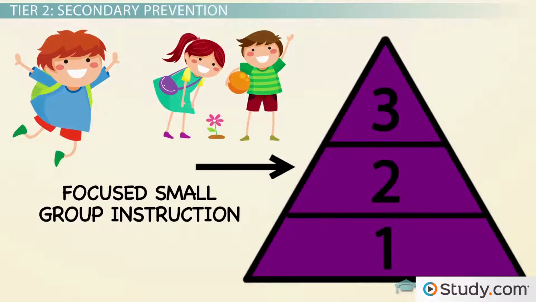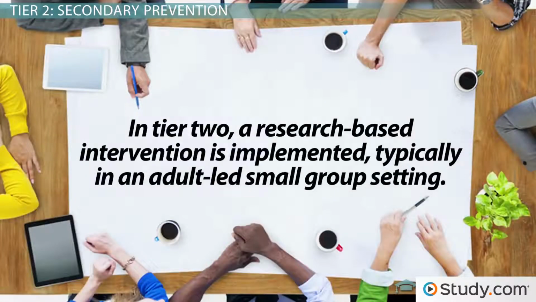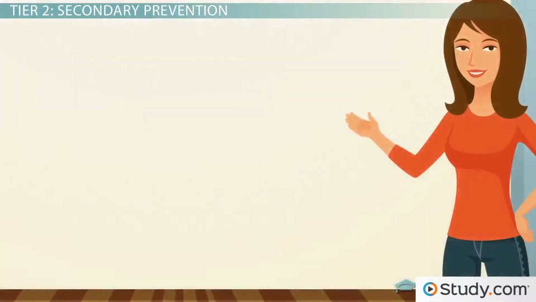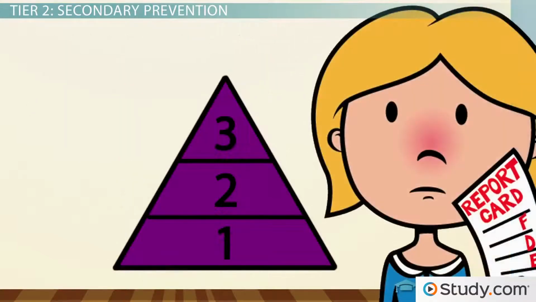Tier 2 is considered to serve about 15% of students. In Tier 2, a research-based intervention is implemented, typically in an adult-led small group setting. This is simply a way to give extra support to struggling students. Data is regularly collected and analyzed. When this data reveals that students are still not responding to instruction, these students move up to Tier 3.